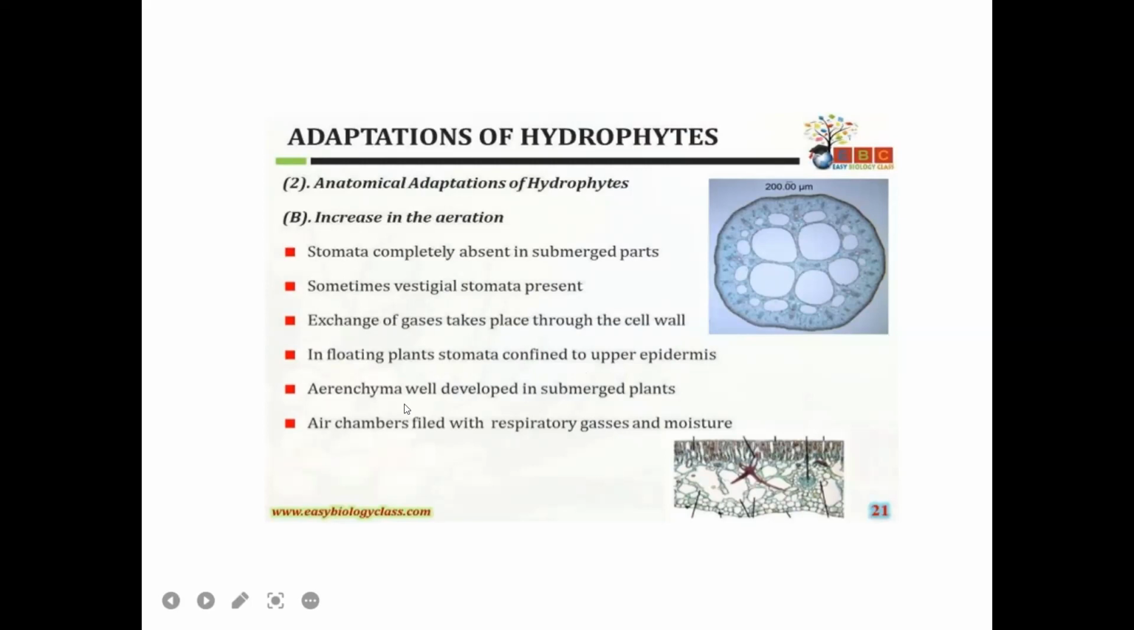Parenchyma is well developed in submerged plants. This is the parenchyma which stores air, called aerenchyma, with air chambers filled with respiratory gases and moisture. So the aerenchyma is well developed in hydrophytes. These are the internal adaptations for increasing aeration.